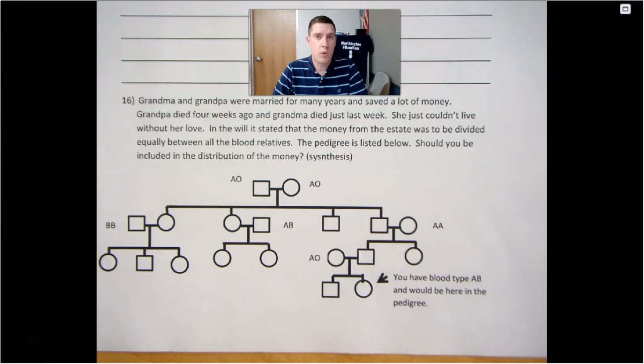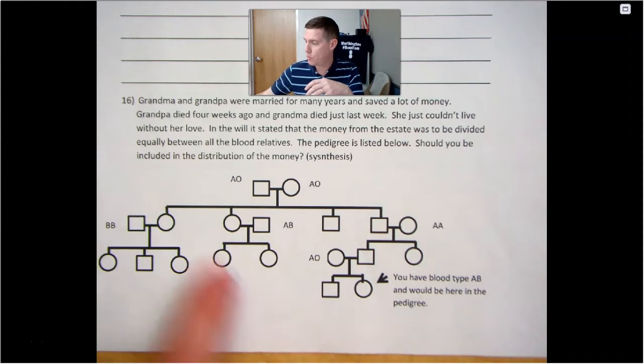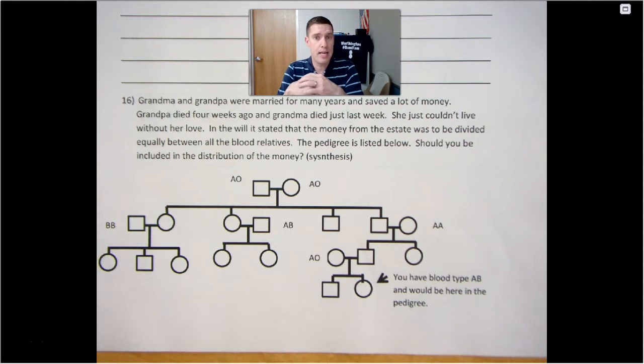There's bound to be a lot of questions about number 16 on the packet, especially if you're not sure how blood typing works. Okay, so first let's go over quickly what blood typing is, the genotype for blood typing, and then you'll be able to use your knowledge of Punnett squares to go ahead and go through this question here to find out, should you be included in the distribution of the money?